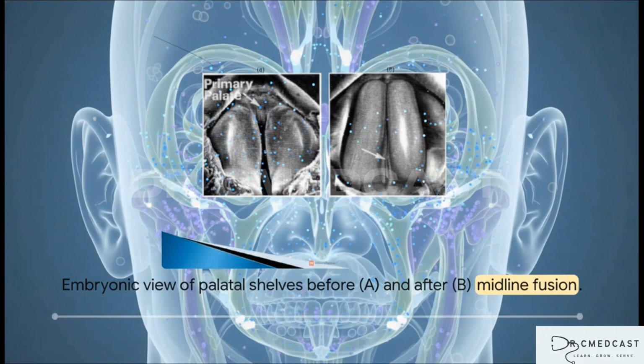These electron micrographs are just incredible. They give us a stunning, real-world peek at this process. In image A, you can see the two palatal shelves just hanging down on either side of the tongue before they fused. Then, boom, in image B, they have successfully flipped up and fused right in the midline, forming a complete roof of the mouth. It's a truly amazing transformation.